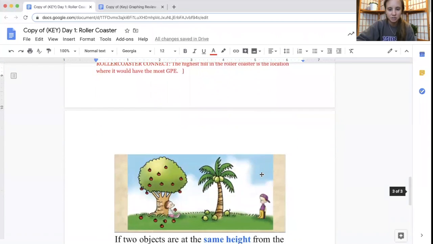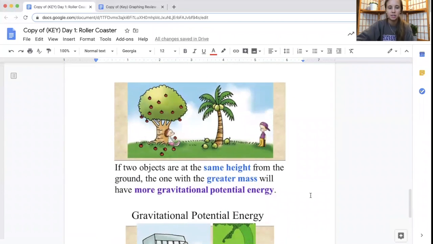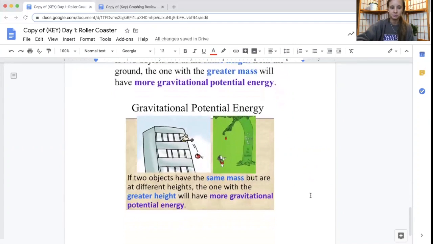Just continuing with this, I hope you saw these pictures down here. One thing that we haven't talked about yet is mass. If two objects are at the same height from the ground, but one has a greater mass, the one with the greater mass is going to have more gravitational potential energy. On the other hand, if we have two objects of the same mass, but at different heights, the one with the greater height will have more gravitational potential energy.